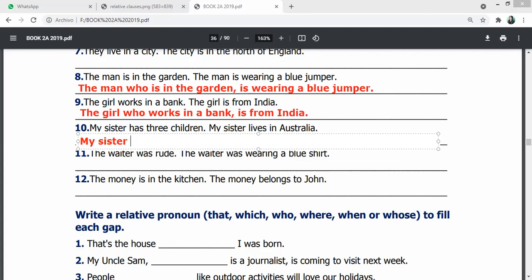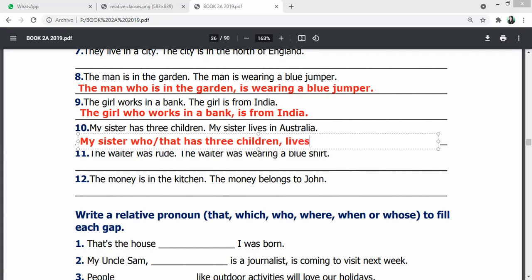Aquí podemos usar, chicos, tomen el ejemplo de la número 8 y de la número 9. It's the same, okay? My sister, who or that, if you want to mention who or that, first, vamos a ocupar la primera opción, okay? My sister, who or that, has how many children? 3. Thank you so much. 3 children.